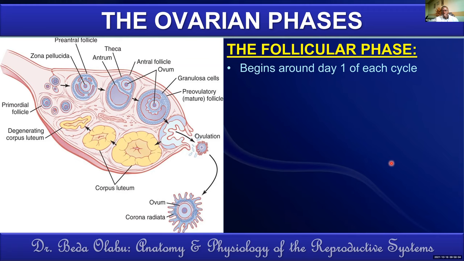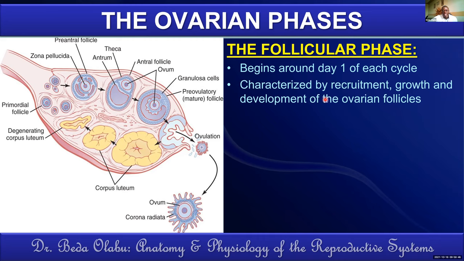The follicular phase begins around the first day of each cycle. And remember, first day is usually marked by the menstrual flow. The first day of the menstrual flow is what we call the first day. So I'm saying that when the flow is beginning in the uterus in a particular month in a female, there is something that's also happening in the ovary. The ovary begins the follicular phase.